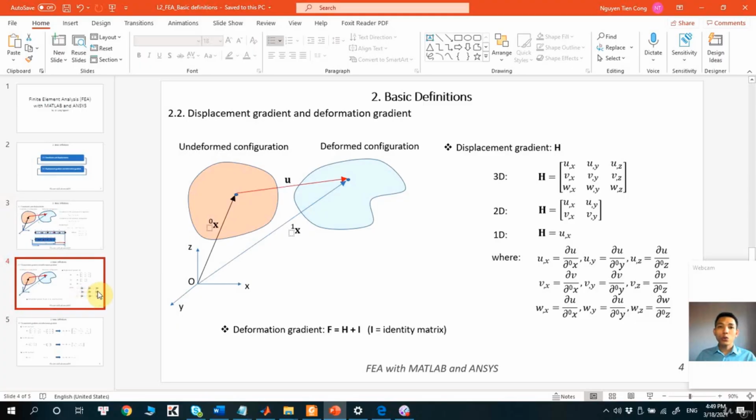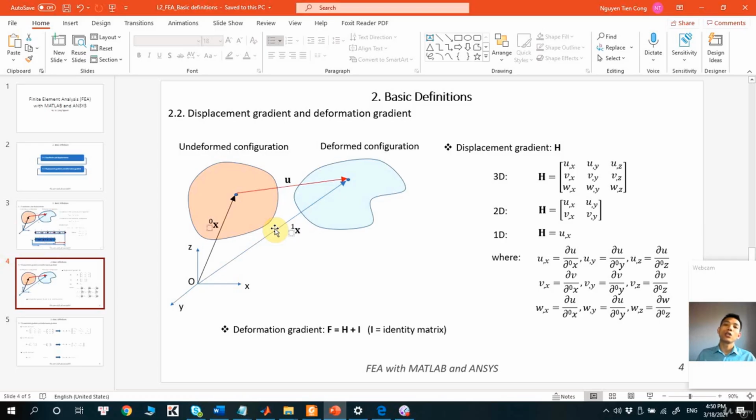So now go to the displacement gradient and deformation gradient. Okay, so here, we have a word called gradient. Actually it comes from mathematical definitions. It does not come from an engineering definition, but it's very important. And if you want to know what a gradient is, you can Google it. It's very straightforward to see the formulation of gradient.